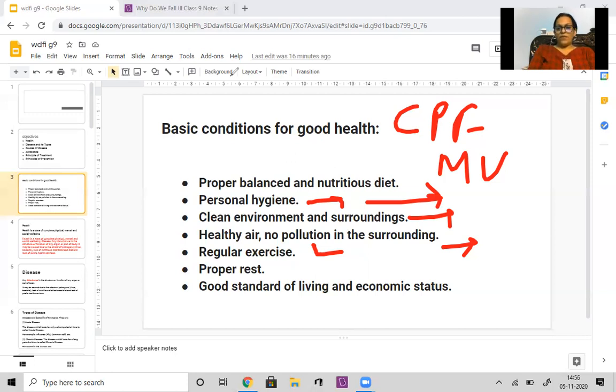Good standard of living and economic status. If a person lacks money, now you must have seen in the pandemic, when there was lockdown at that time, many people whose living depended on regular wages, meaning they earn daily and eat daily, their life was disturbed, right? They were not having any money.